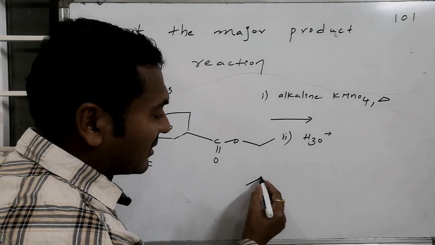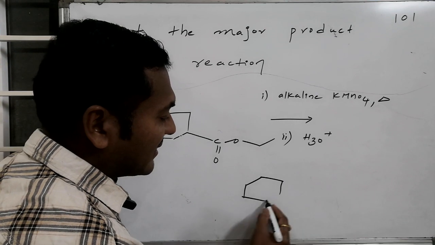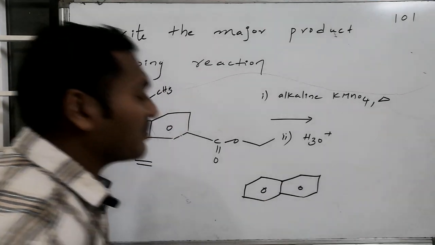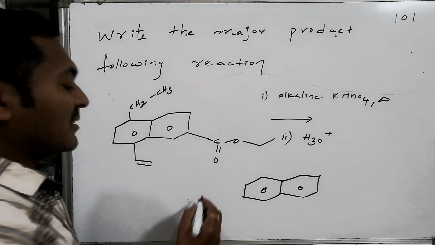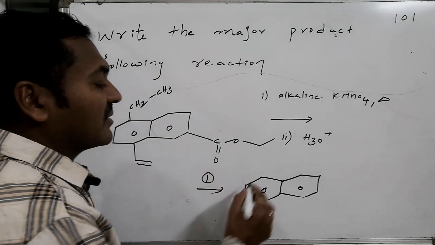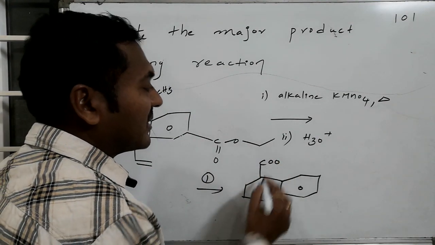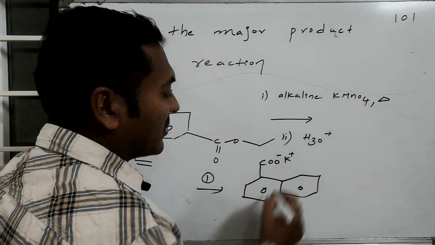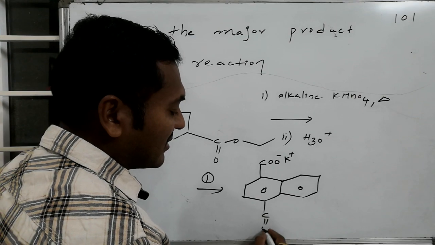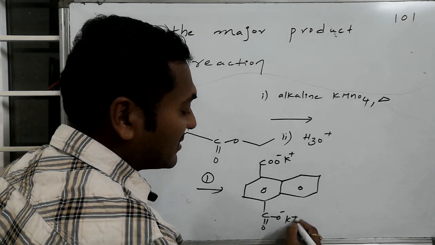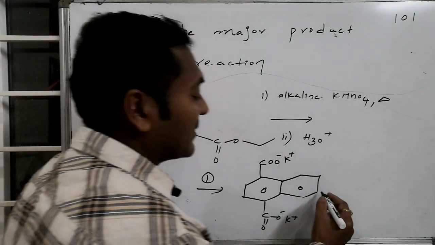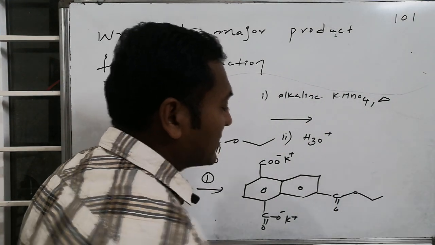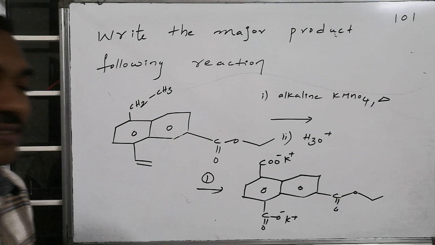Hence, this benzene ring remains as it is, and this benzene ring remains as it is, as a result of the first reaction. This portion is converted to the potassium salt of carboxylate. This is the potassium salt of carboxylate. This is also converted to the potassium salt of carboxylate, and this ester remains as it is. Whatever ester group is present remains as it is.